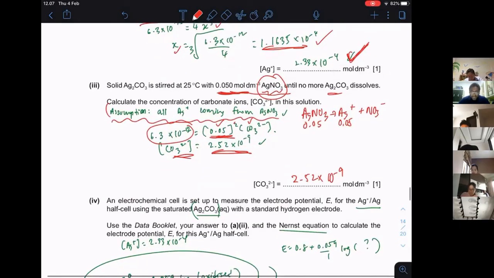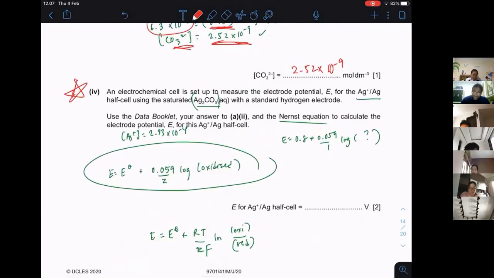An electrochemical cell is set up to measure the electrode potential for the Ag+/Ag half cell using silver carbonate. So you are using silver carbonate, which means you are going to measure with the standard hydrogen electrode. If they want, they can ask you to draw the diagram. Since they already asked you to draw a diagram earlier, they need not ask again, but if they want, for this question also, they can ask you to draw a diagram. But what you need to take note of is we are using saturated Ag2CO3.